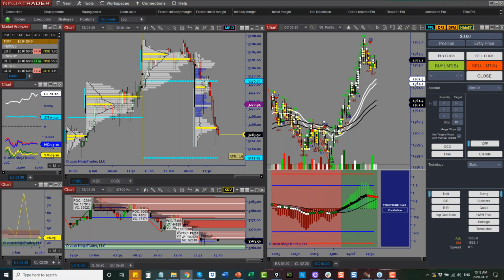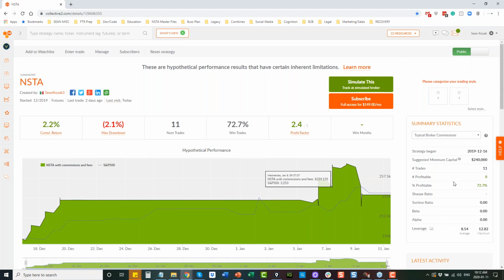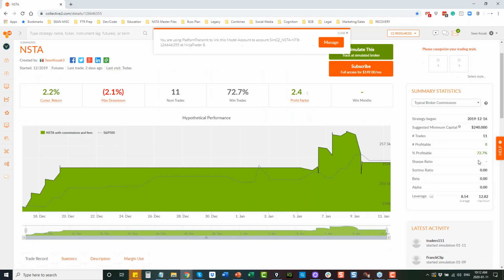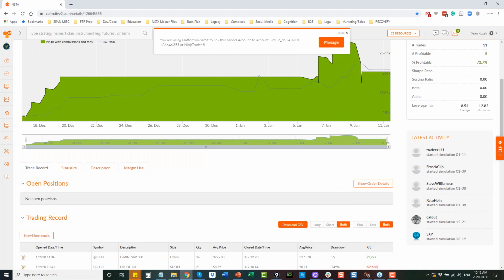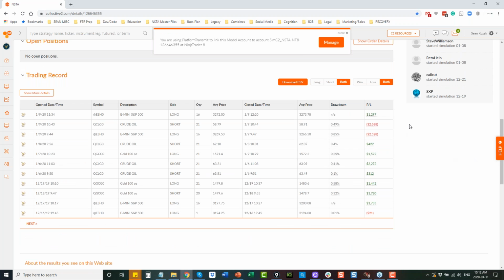I'll go into the NSTA and we'll pull it up. The last 2 weeks of my trading, I'll pull up my stats, publicly verified stats, by the way: 72%. I was winning 72% over the last several trades. So these are the last trades I took since just before the holidays.